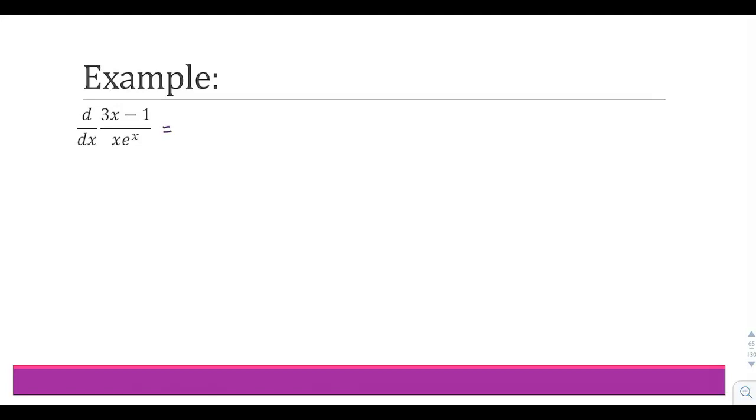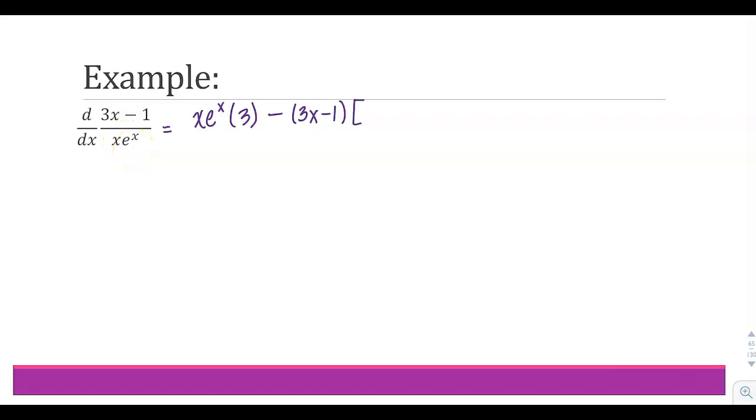We're going to go ahead and start with the quotient rule, which is low d high. So low is the entire bottom product, x times e to the x, low d high. So the derivative of the numerator, 3x minus 1, is 3. Minus high, the numerator, now it's a binomial, I'm going to keep it in parentheses, d low. So the derivative of x e to the x is what goes next.